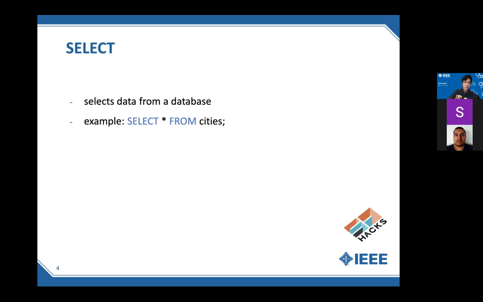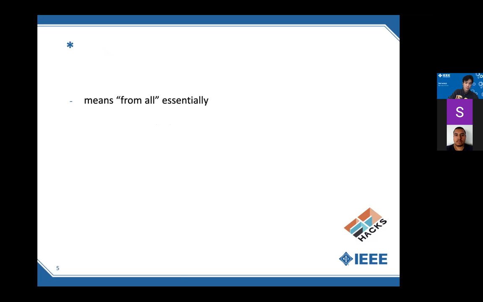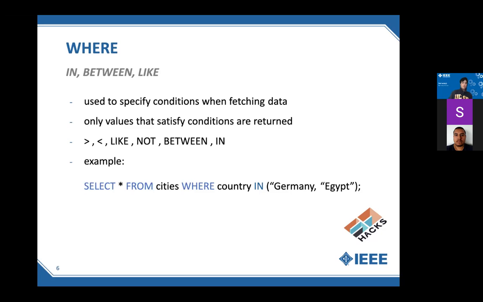So we start to bring in conditionals, and what we have is the WHERE conditional. You use it to specify the conditions you want when fetching data, and only values that satisfy the conditions you set are returned. These are certain conditions we can use: the greater than sign, the less than sign, LIKE, NOT LIKE, NOT, BETWEEN, and IN.